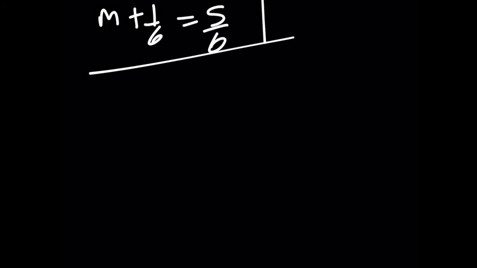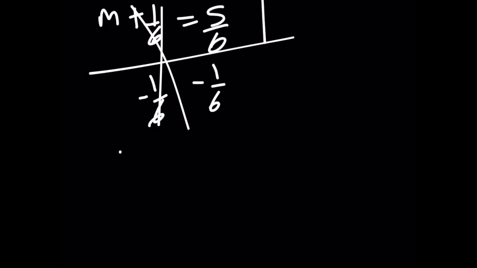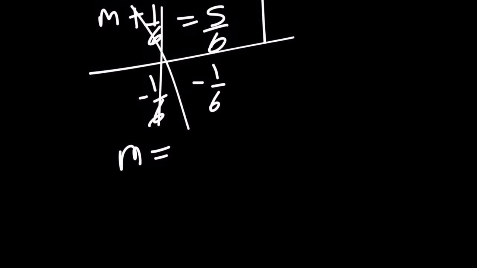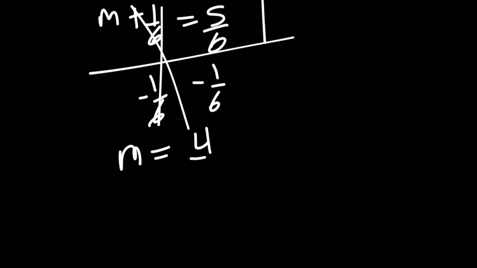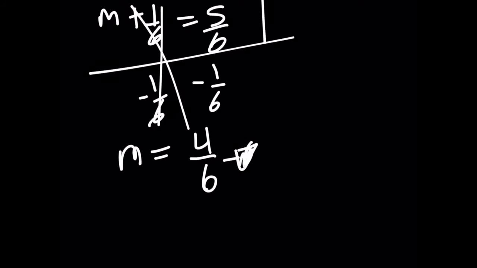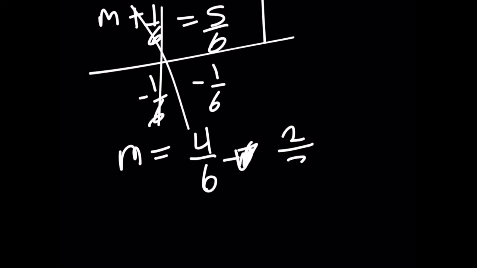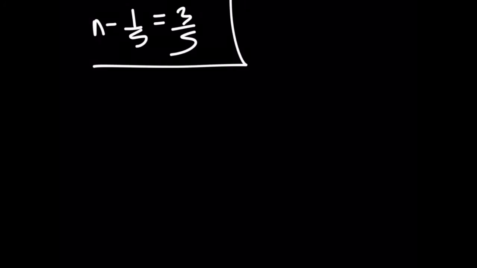So you have to do minus 1/6 on both sides, and this cancels out, and then you just have to subtract. So 5 minus 1 is 4, so the answer is 4/6, but that's not the answer because you have to simplify it, and you can do this in your head. 2 goes into both of them, 2 goes into 4 2 times, 2 goes into 6 3 times, so your answer is m equals 2/3. That's right.